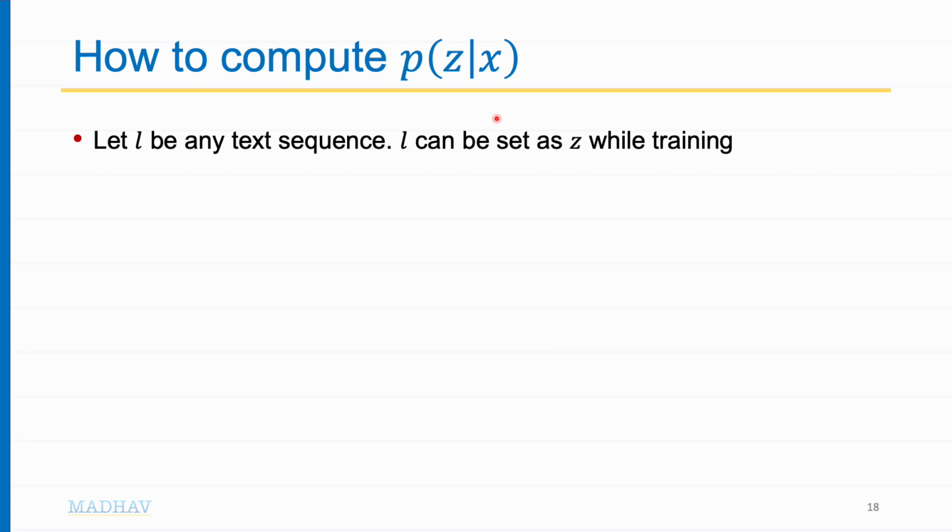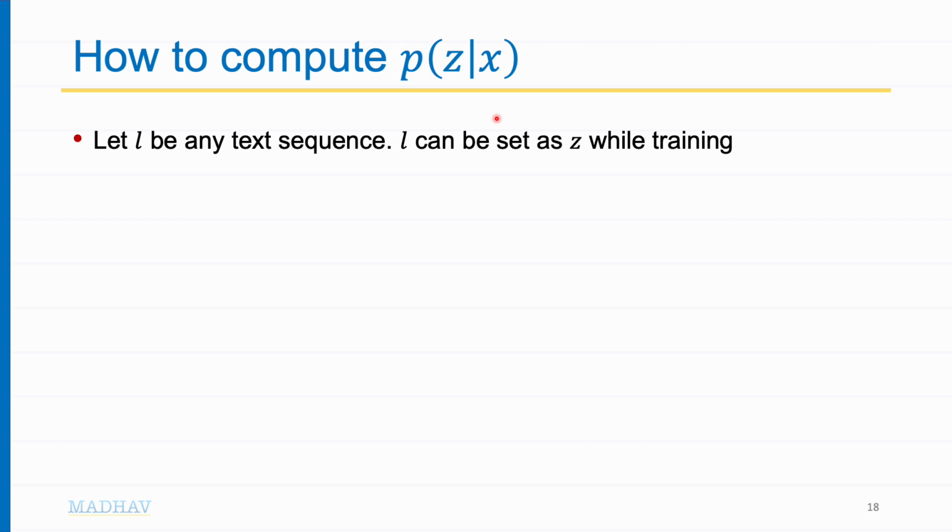So now we will assume some notations. Feel free to write them down in your notebook. Let's say L is any text sequence. And this L can be set as Z while training. When Z is given to you, you can say L is my Z. So let's say L is any output sequence, text sequence.